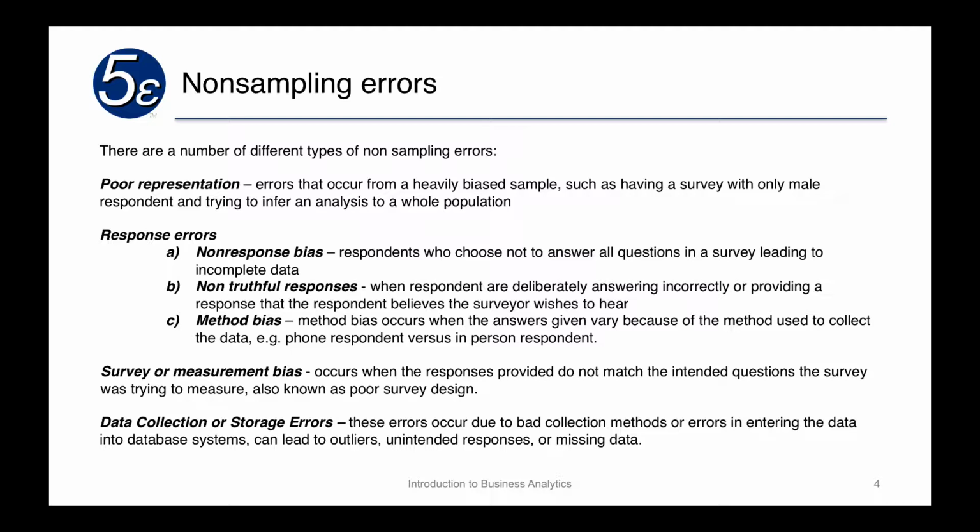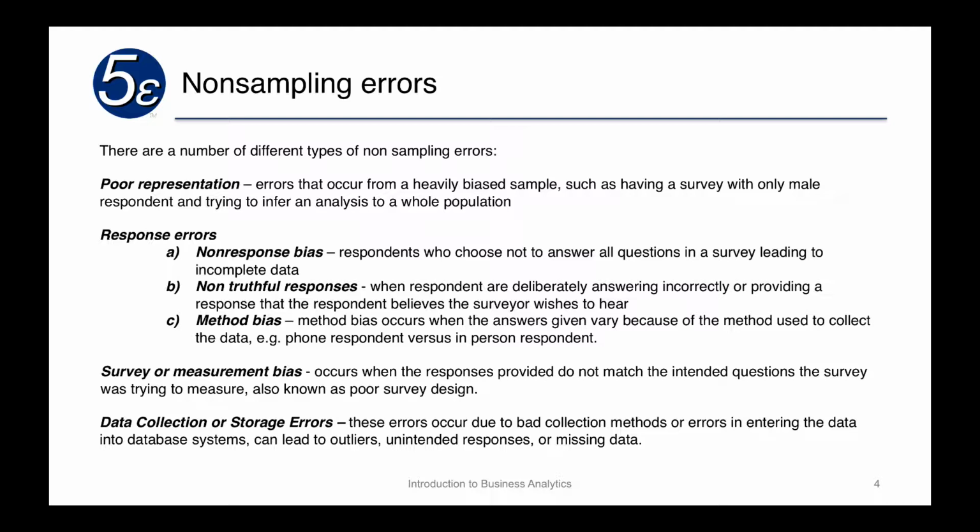Another type of response error is non-truthful responses, where respondents are deliberately answering incorrectly or providing a response that the respondent believes the surveyor wishes to hear. So the respondent may not want to state who their political preference is for a politician because they believe the surveyor is going to act in a negative way. It can also be where the person who's conducting the survey, if they do it in person, provides a feeling to the respondent that they should be answering in a particular fashion.